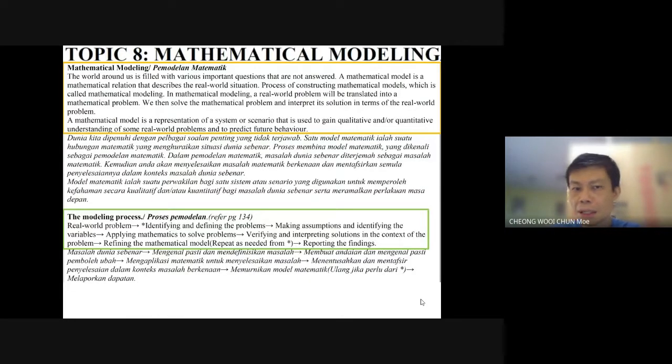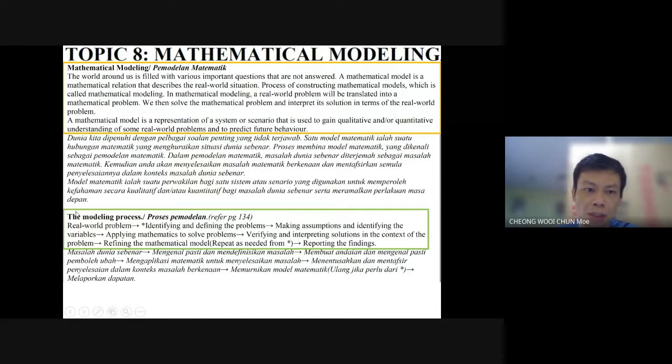Okay, chapter 8, mathematical modeling. The world around us is filled with various important questions that are not answered. A mathematical model is a mathematical relation that describes a real world situation. The process of constructing mathematical models is called mathematical modeling. We then solve the mathematical problem and interpret the solutions in terms of the real world problem.